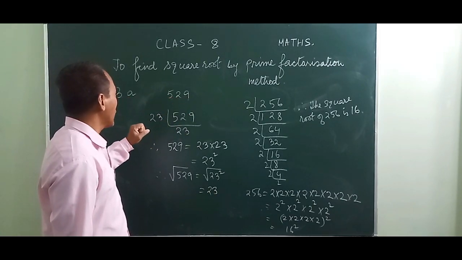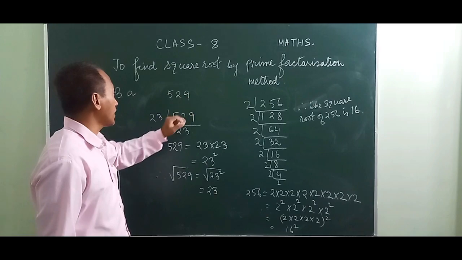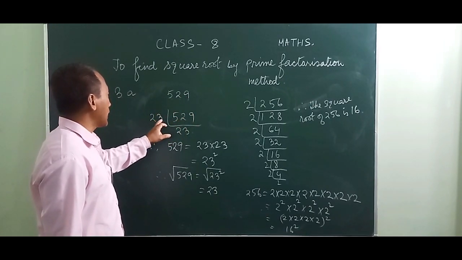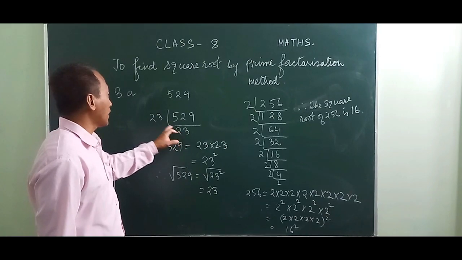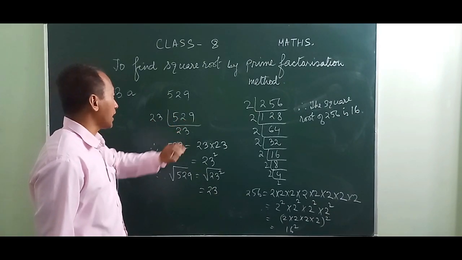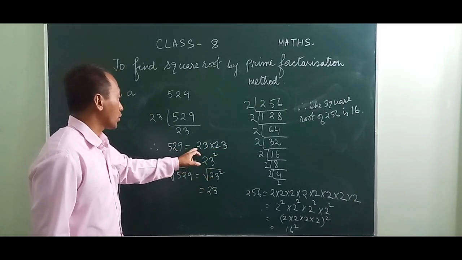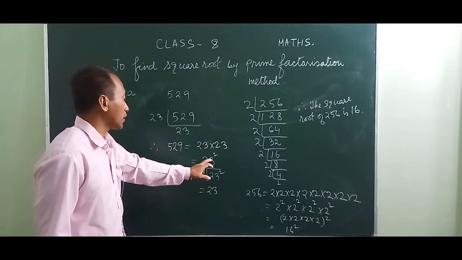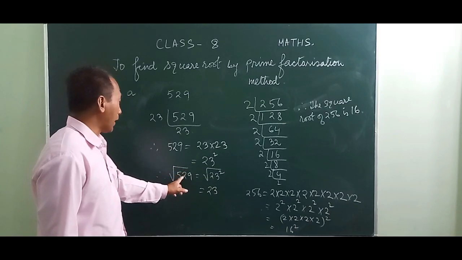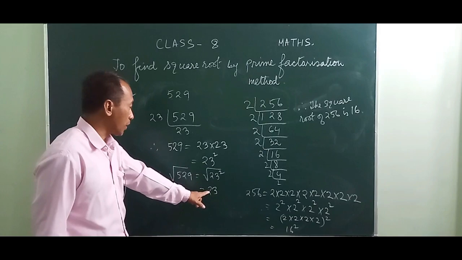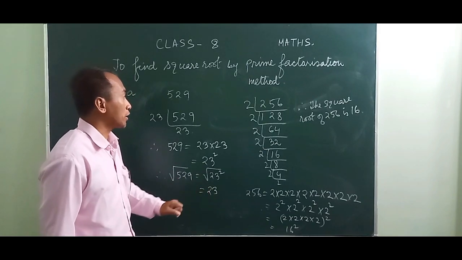529 is given. The factor of 529 is 23. You divide it, 23 into 23 is 529. So 529 is 23 into 23, which makes 23 square. So the square root of 529 is the square root of 23 square. Therefore, the square root of 529 is 23.